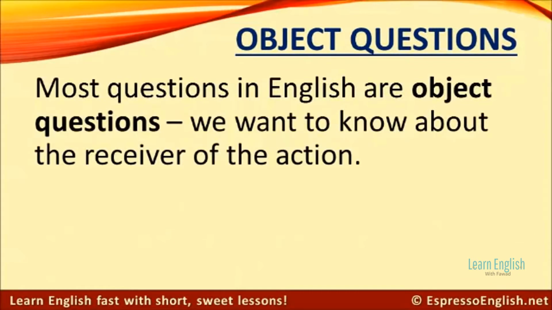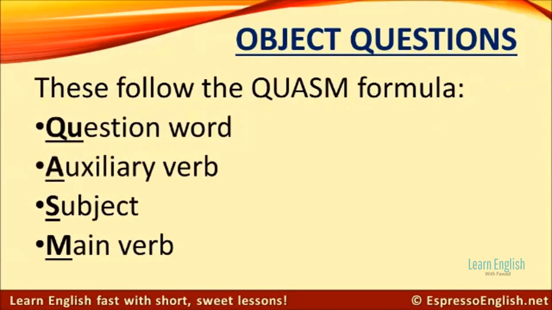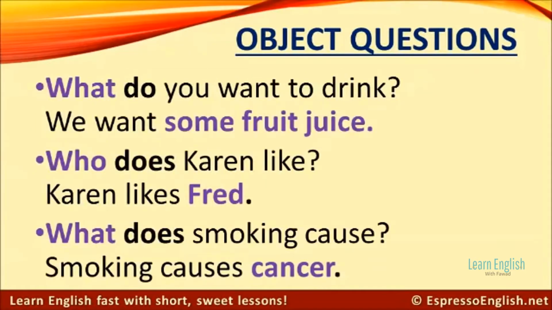Most questions in English are object questions. We want to know about the receiver of the action. Object questions follow the question formula: question word, auxiliary verb, subject, and main verb. When asking an object question in the simple present, we use the auxiliary verbs do and does.